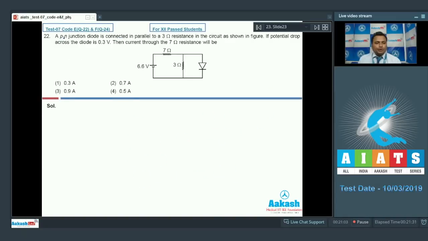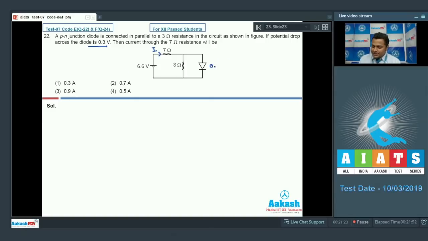Here is question number 22. A PN junction diode is connected in parallel to 3 ohm resistance in the circuit as shown in figure. If the potential drop across the diode is 0.3 volt, then the current across 7 ohm resistance will be what? So we have to calculate this much current, the current actually drawn from the battery.